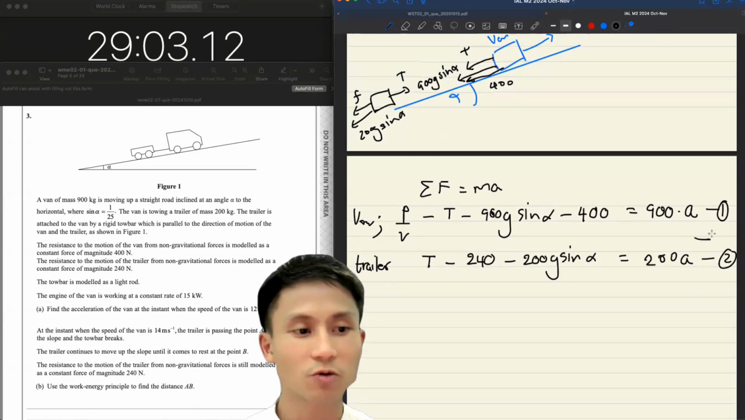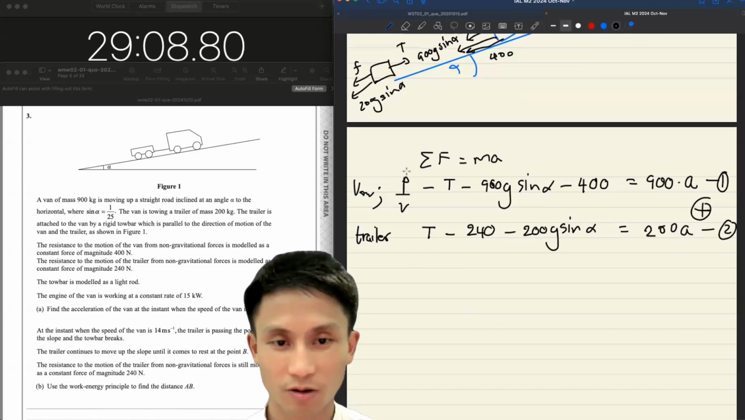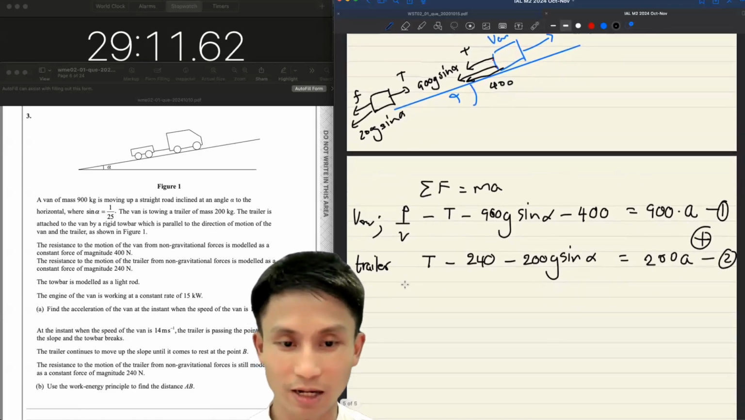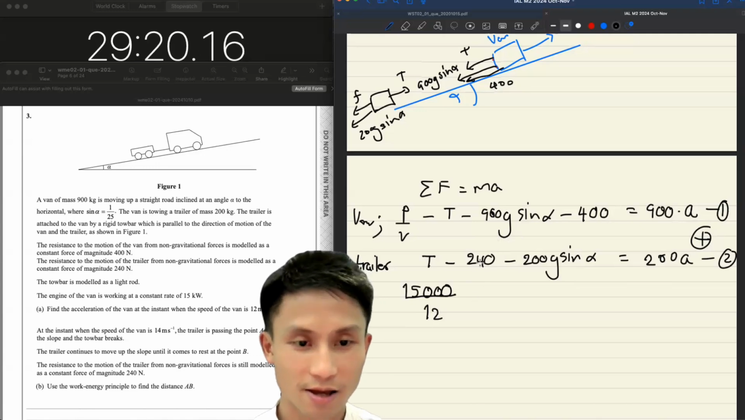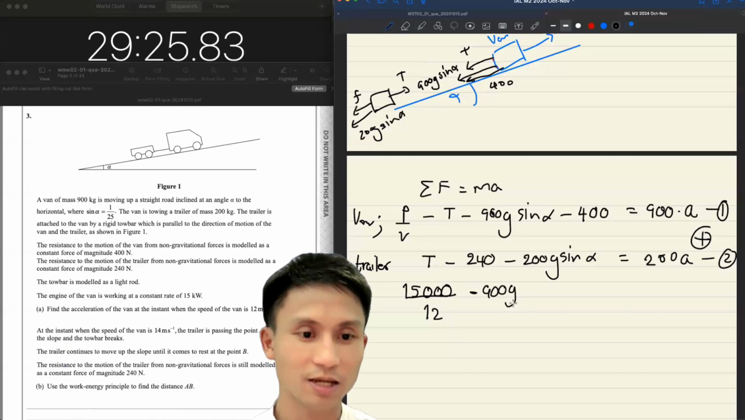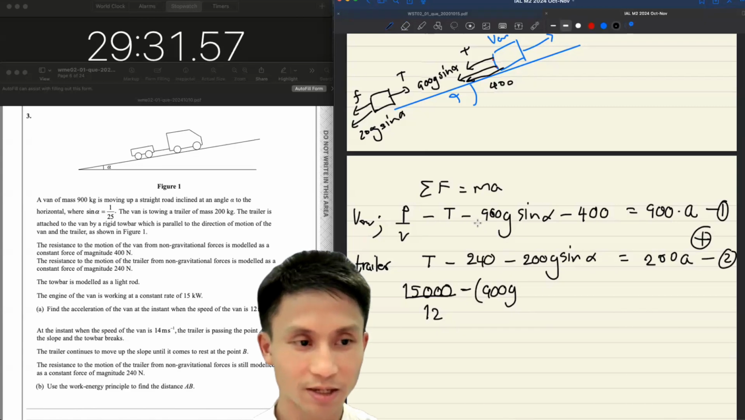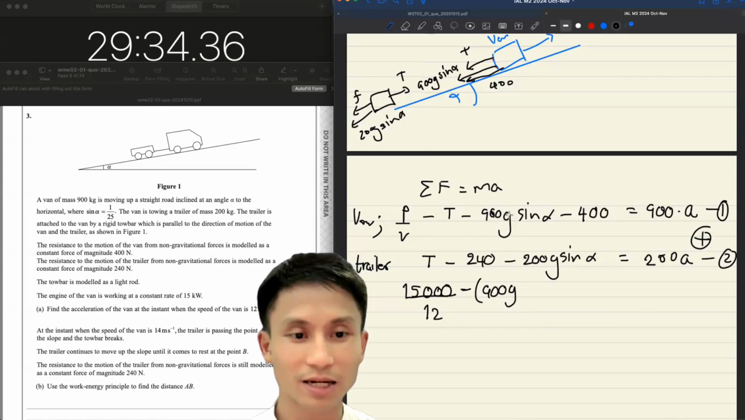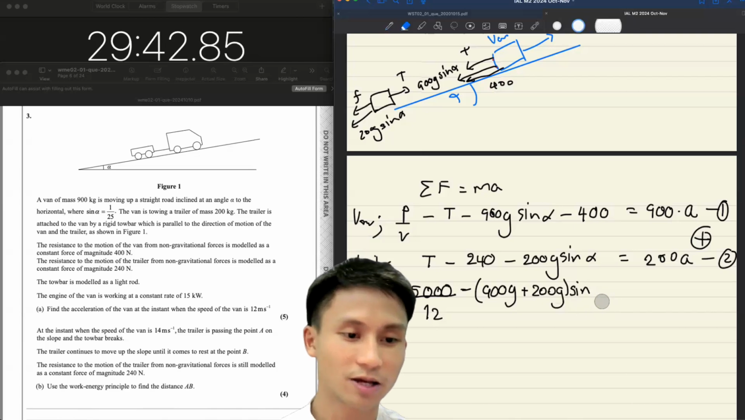If you add up the two equations, T will cancel, and that will leave you with this term, P over V. Now we're going to plug in 15,000, which is the P there. V is 12, so I'm just going to put 12 in here. T goes away. Considering the weight component first, 900 g, I'm going to do minus in front because we're adding them up. So there's a minus 900 and a minus 200. So I'm doing minus (900 plus 200) g sine alpha all together like that.